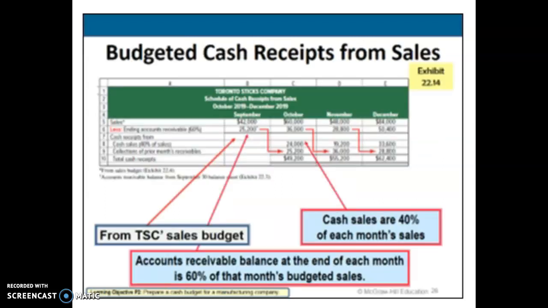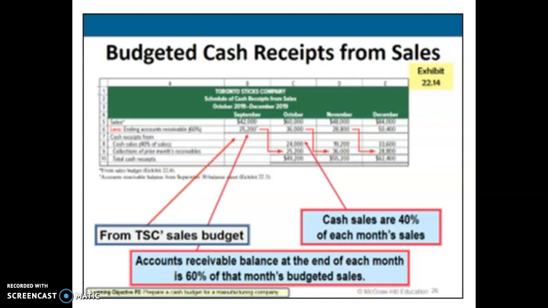All right, so we have a budget of cash receipts from sales here for TSC. We have our sales that we prepared before. We also are going to be looking at our ending accounts receivable. The accounts receivable balance at the end of each month is 60% of that month's budgeted sales. Remember, cash sales are 40% of the month's sales. Our accounts receivable balance at the end of the month is collected in full during the next month. We have to remember that. Cash sales are added to accounts receivable collections to get total cash receipts for the month.